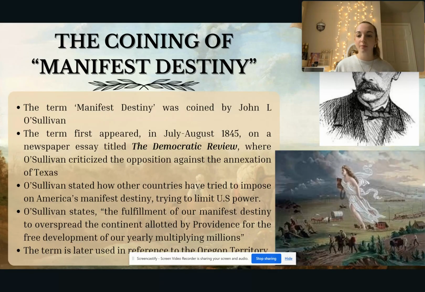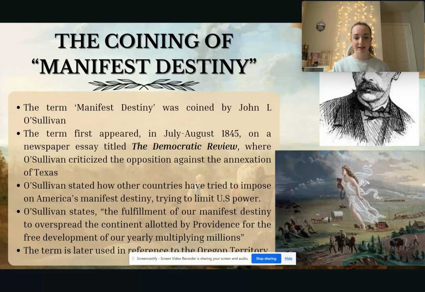So the term Manifest Destiny was coined by John L. O'Sullivan, and it first appeared in 1845 in this newspaper essay that he wrote called The Democratic Review. And basically in that essay, he's just criticizing all of these people who were opposing the new annexation of Texas. So O'Sullivan stated how other countries have tried to impose on America's manifest destiny and trying to limit power.